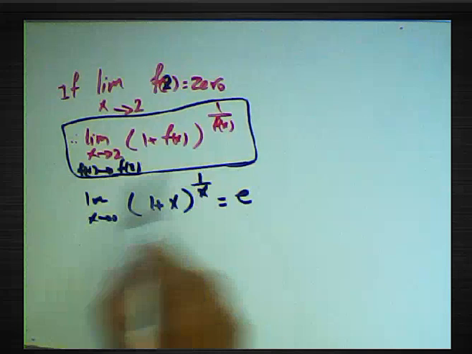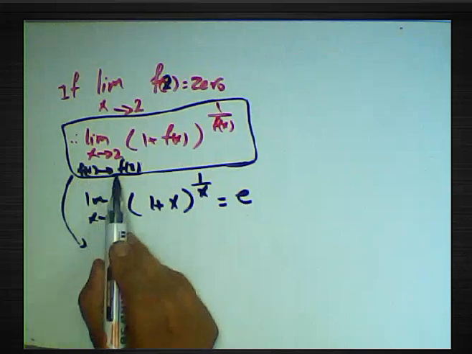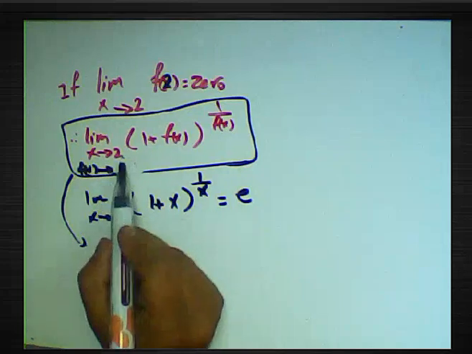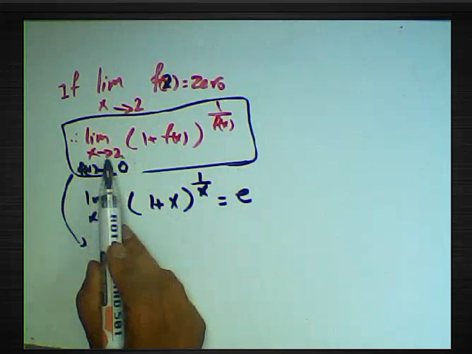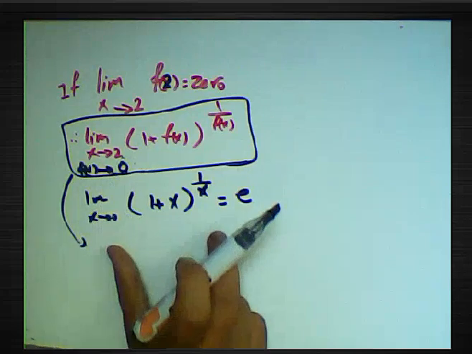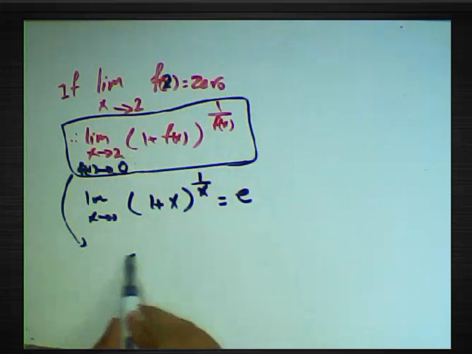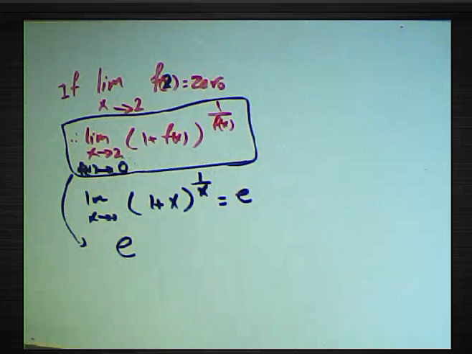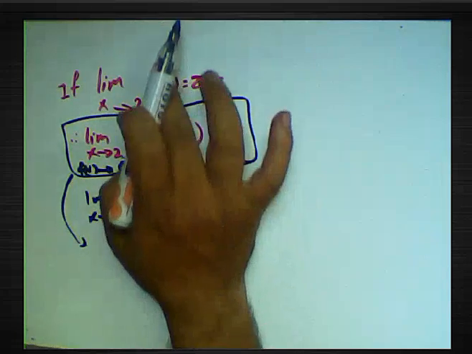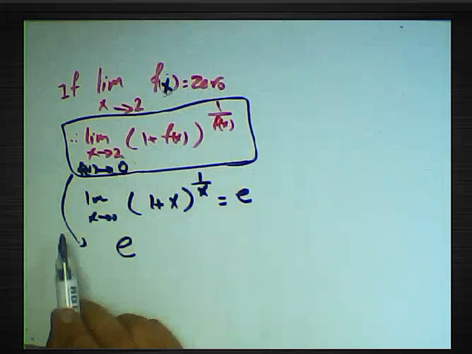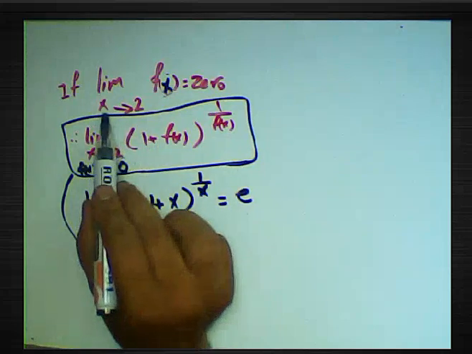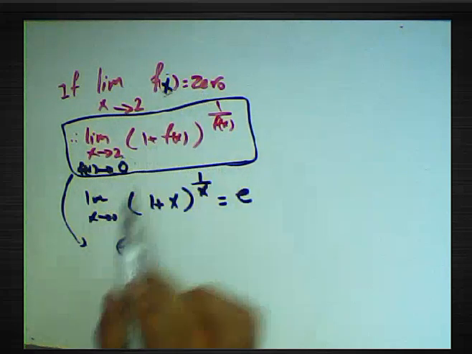Then this limit will have f of x approaching 0, because f of 2 equals 0. Then x approaching 2 means f of x approaching 0. So we can get the rule like here, and the result will be e. Understood? Again, in the example here, f of x equals 0 as x approaches 2. If you put x equals 2 here, the function f of 2 will be 0.